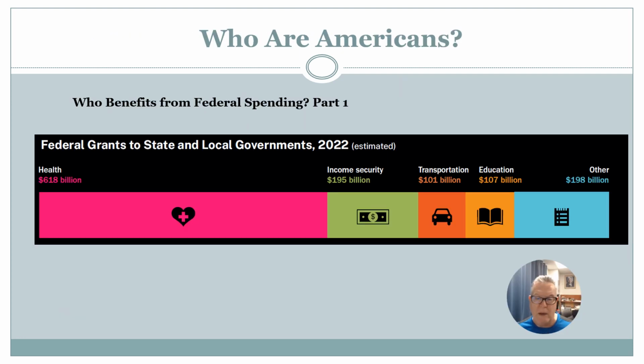So who are Americans? Who benefits from federal funding? When you look at the federal grants to state and local government, a significant proportion of that goes to healthcare. We're talking about billions of dollars here: $618 billion for healthcare, $195 billion for income security, again largely reflecting concerns from COVID-19, $101 billion for transportation, largely owing to Joe Biden's infrastructure packages, and $107 billion for education. That's a lot of money going to the state and local governments from the federal government.